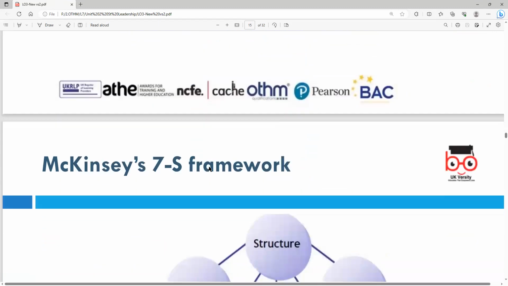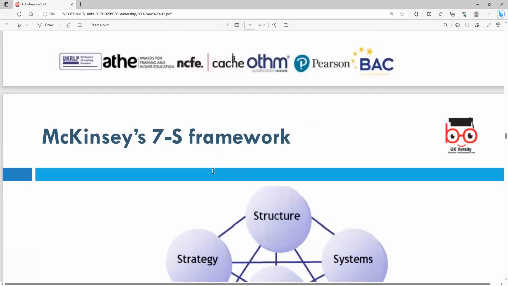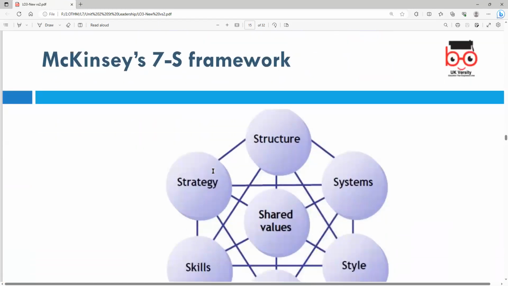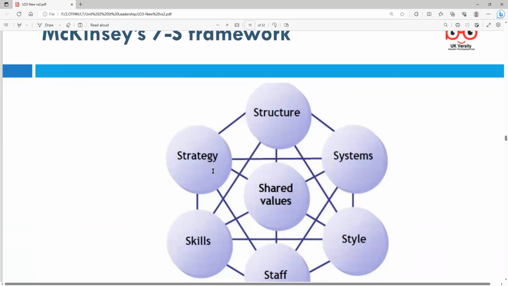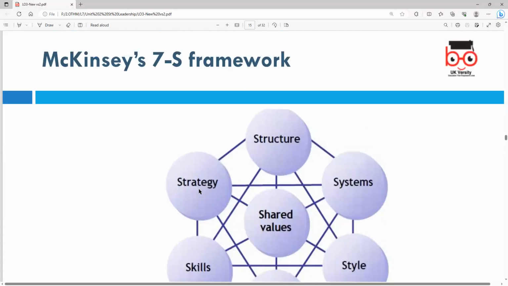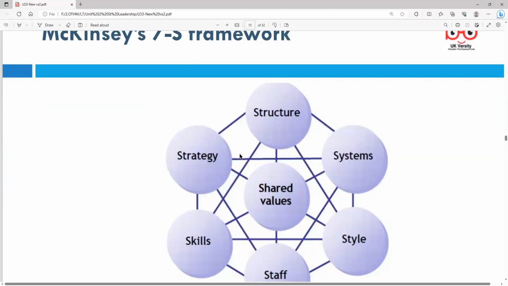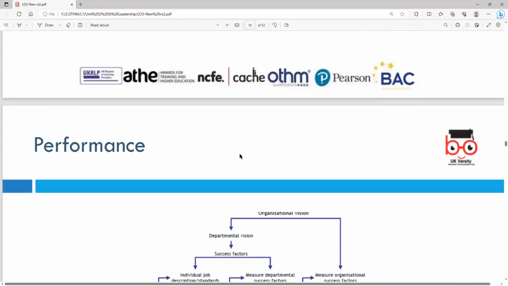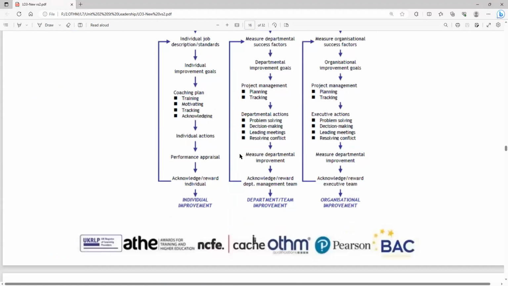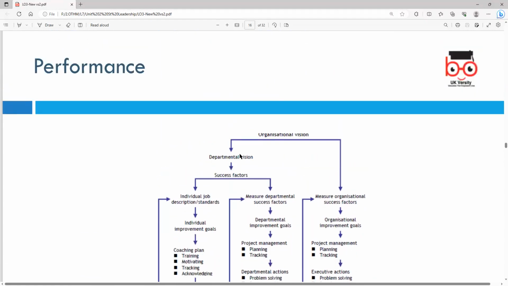We can use McKinsey's 7S model in order to stay effective and competitive. From this viewpoint there are 7 elements: structure, systems, style, shared values, staff, skills, and strategy. This model can be used to be effective and efficient when we are looking at performance.